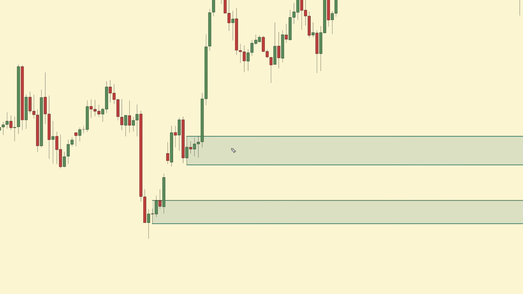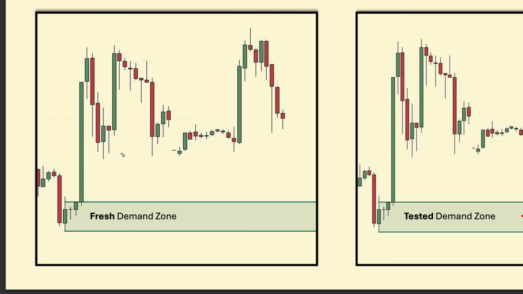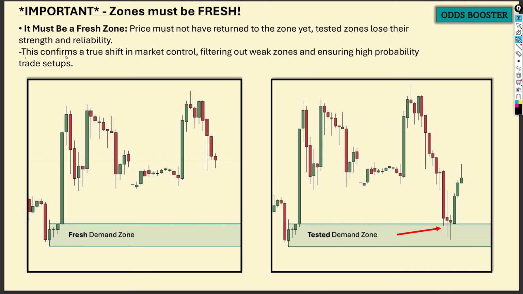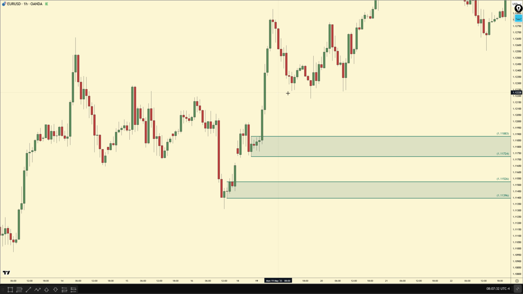Now, which zone is original? Which zone is not? Well, I want to make sure, so there's original and then there's fresh. With fresh zones, going back over to the PDF, this is an example of a fresh area of demand. Why is it fresh? Because price did not come and hit it yet. And then over here on the right, you can see at this point, now it is a tested demand zone because price contacted that demand zone. This confirms a true shift in market control because now this demand zone is in control. This is a great way to filter out the weak zones as well. I personally don't even know if I've ever traded at a tested area of demand or supply in my trading career. It's just not something that I like to do.